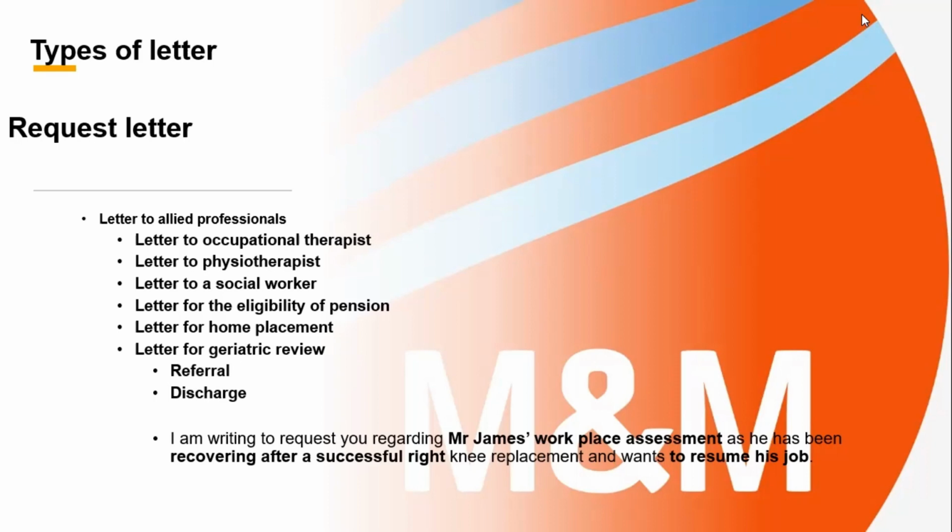So the occupational therapist letter can be written so that he has to go for the home placement, right? He has to go for the home placement. A letter to a physiotherapist is written for the range of mobility, right? We can write a letter to a social worker, let's say, so that he can help the patient to start or resume the normal transition back to normal life.